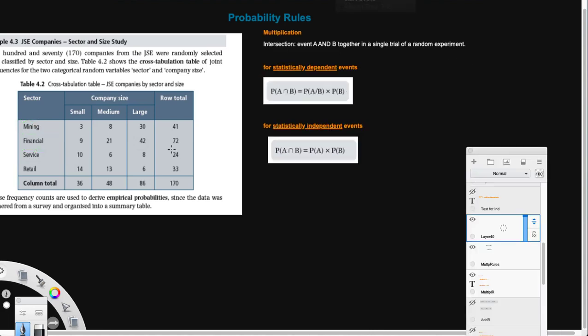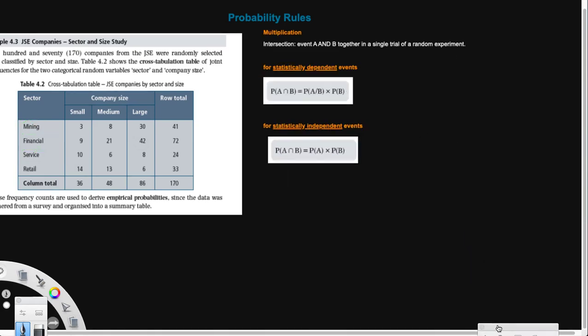The multiplication rule, on the other hand, is usually used to find the joint probability of an event A and B occurring together in a single trial random experiment. This is divided into multiplication for statistically dependent events, which means that they affect each other, and statistically independent events, and then these are the formulas to work them out.